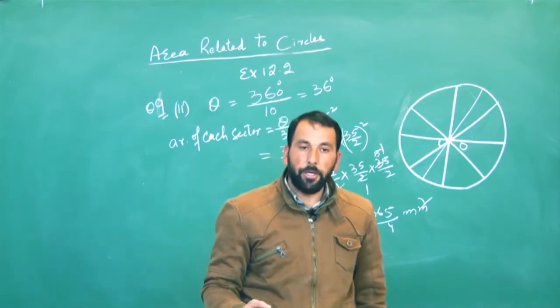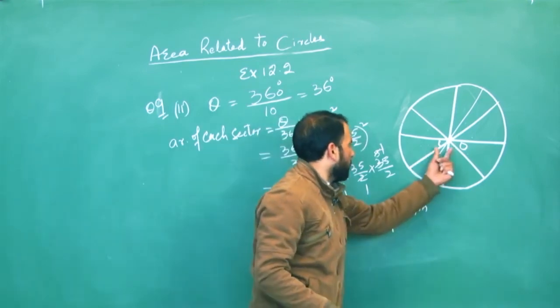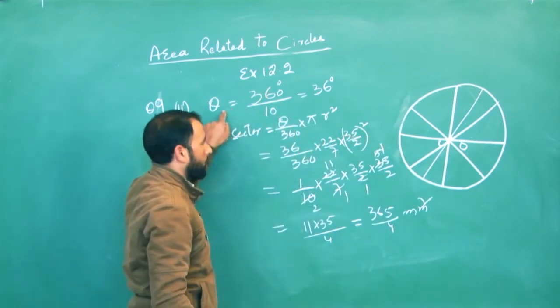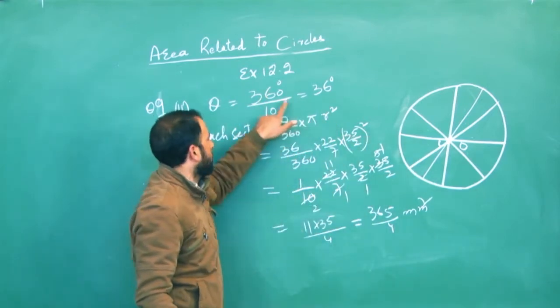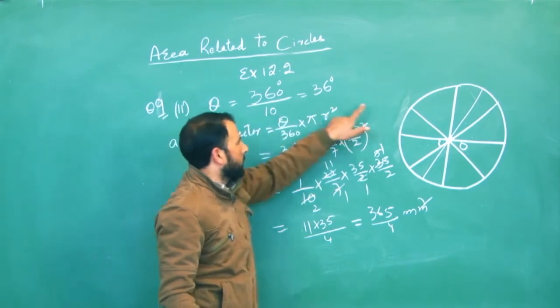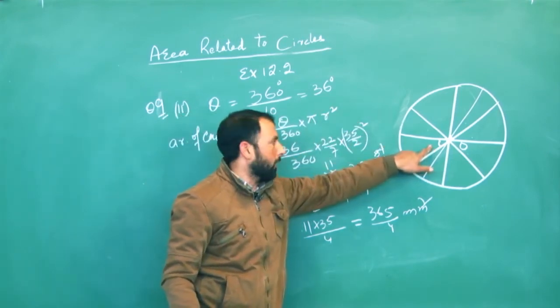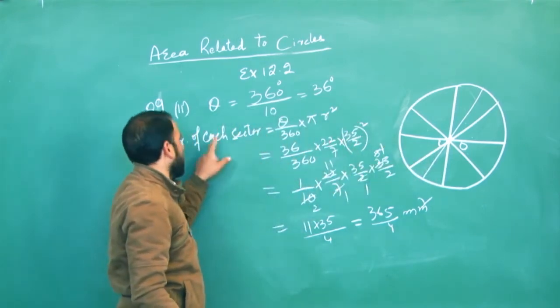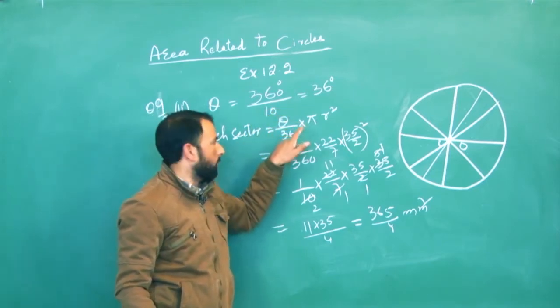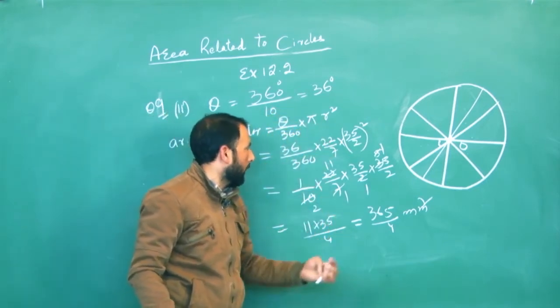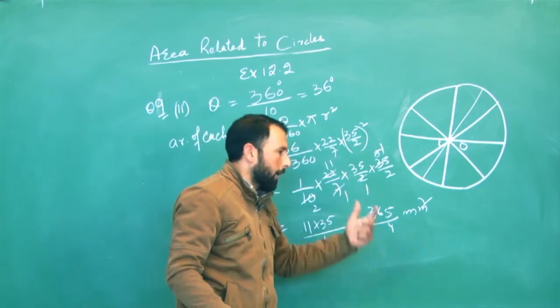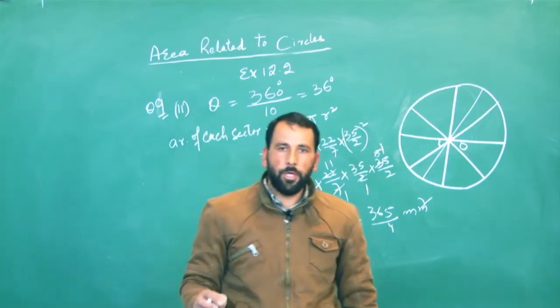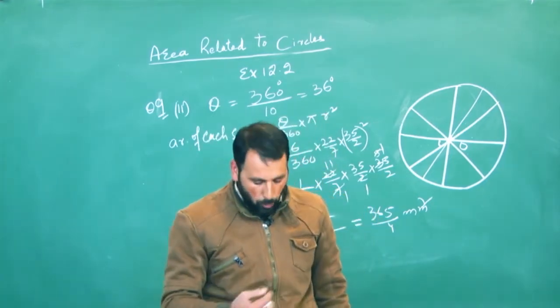So which is divided into 10 equal parts. Then we can find in the second part, first of all the sector angle, that is 360 divided by equal parts 10, that equals 36 degrees, the angle theta here. So the area of each sector is theta divided by 360 into pi r square. After calculating, we get the area of each sector of this brooch.